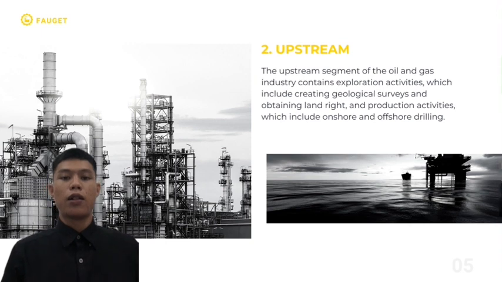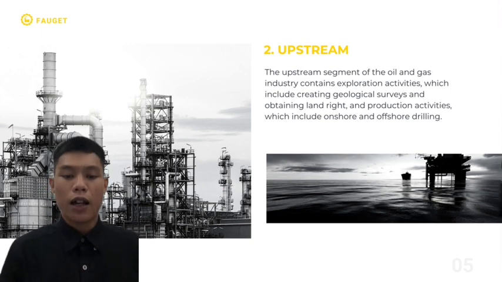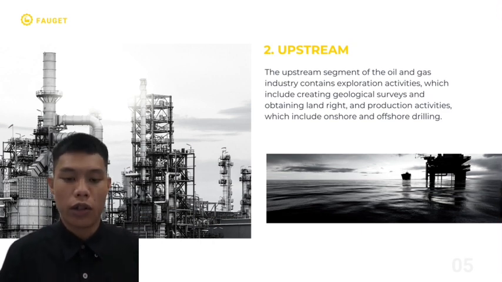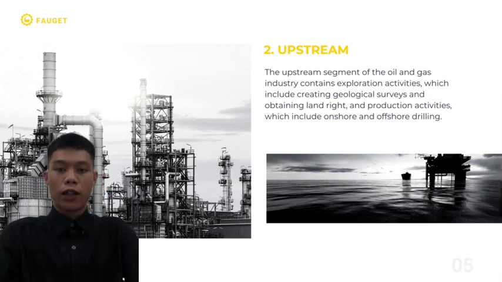Okay, now let's go to the next slide. Upstream. The upstream segment of the oil and gas industry contains exploration activities, which include creating geological surveys and obtaining land rights, and production activities, which include onshore and offshore drilling. Crude oil is categorized using two categories. First category is density and the second category is sulfur content.